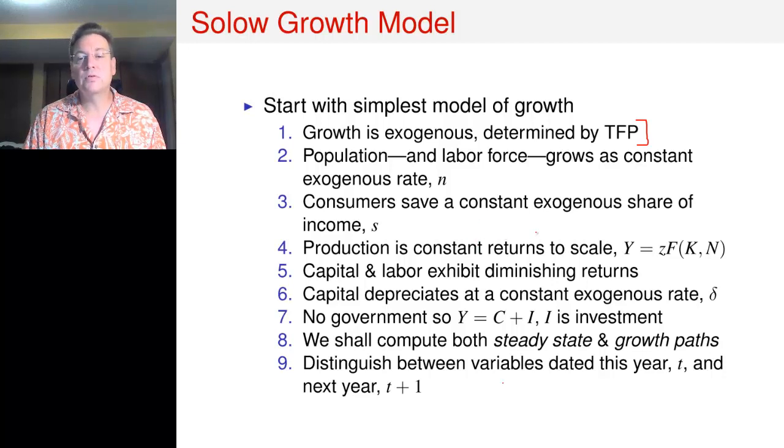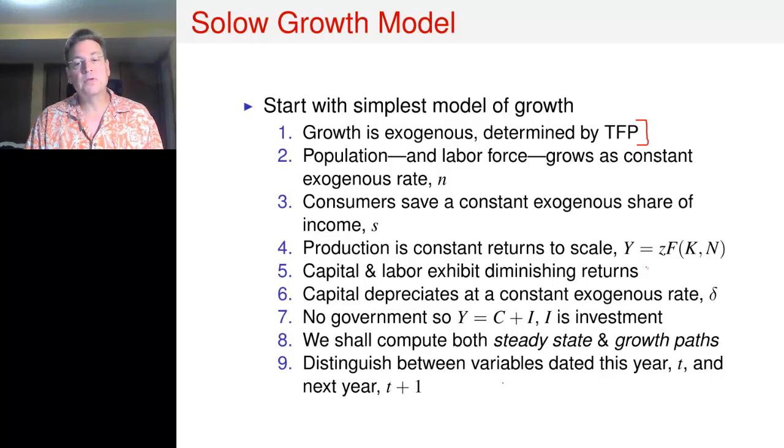Production is constant returns to scale, and it's exactly as we had it before. GDP equals the total factor productivity times this production function notation F, which now is going to depend on both K and N. Whereas before N was endogenous, now N is exogenous. And whereas before K was exogenous, now K is endogenous. Importantly, as we will see, both capital and labor continue to exhibit diminishing returns.